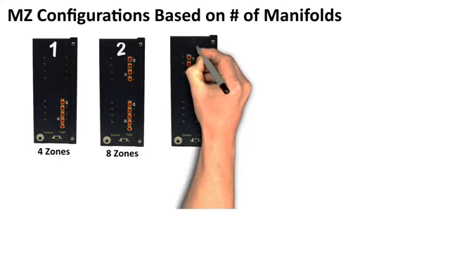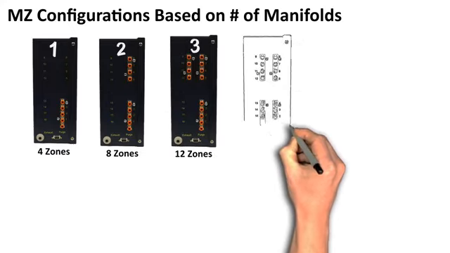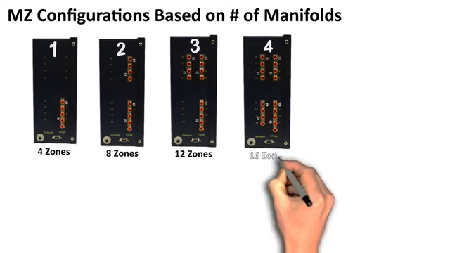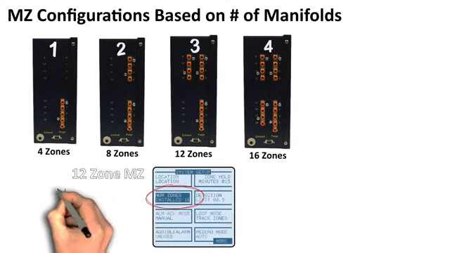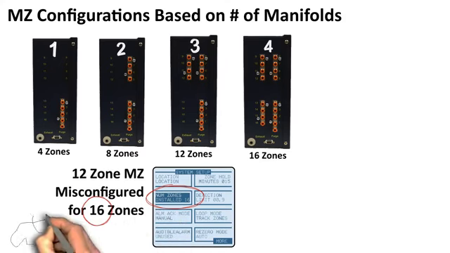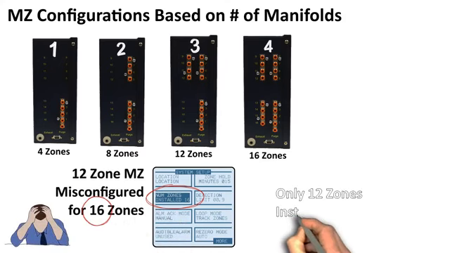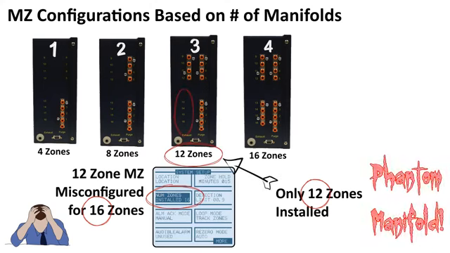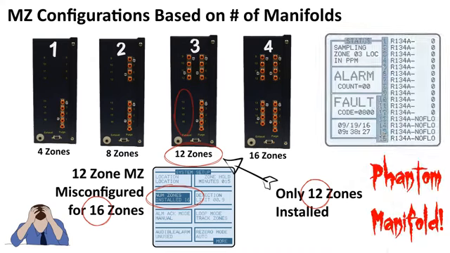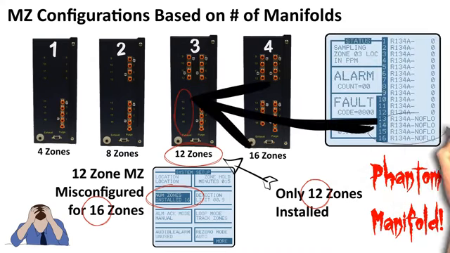If your MZ has fewer than 4 manifolds, the unused manifolds are disabled by default from the factory. However, if someone mistakenly enables those manifolds without an actual manifold being present, the MZ will report the corresponding zones as having no flow faults, a phantom manifold. Though this situation is highly unlikely, it is worth a quick check before tackling more complex troubleshooting steps.